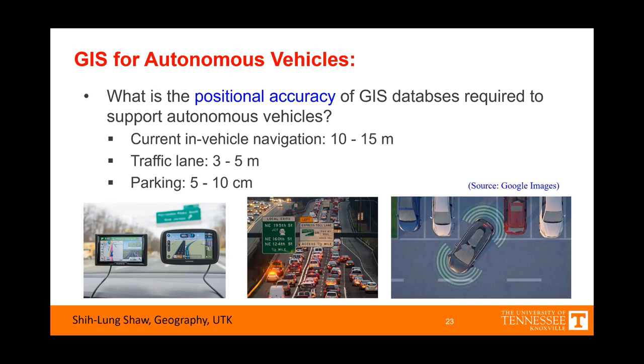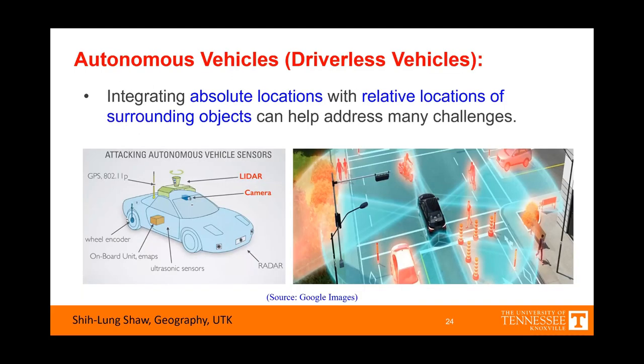But we all know autonomous vehicles are mounted with all kinds of sensors. How accurately can those sensors collect data? Down to millimeters. And we only need to know the surrounding objects at that high accuracy level, right? So that's local context, relative space. So all we need to do is combine what we have in conventional GIS with the relative location data. Then problem solved without investing additional money, right?